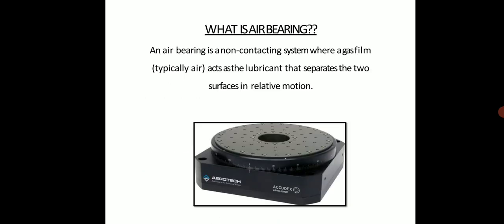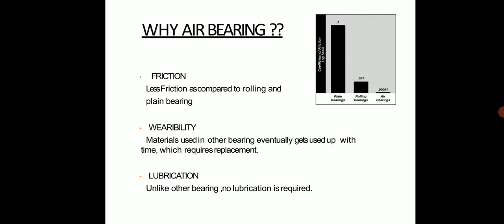First of all, what is an air bearing? An air bearing is a non-contact system where a gas film acts as the lubricant that separates the two surfaces in relative motion.